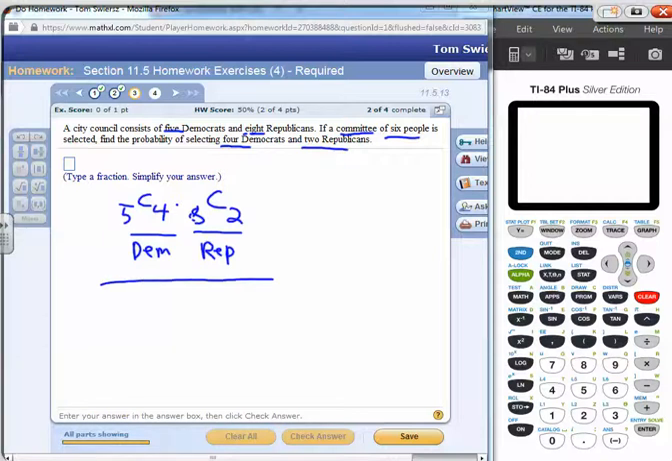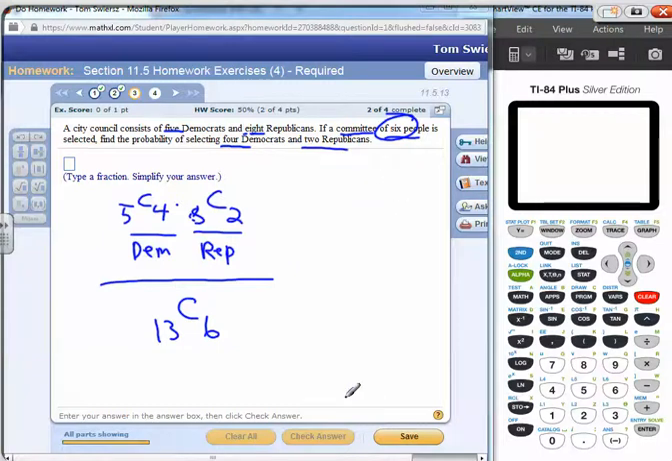The denominator is all the different combinations, putting all together. So it's a total of 5 and 8 for my problem. 5 plus 8 is 13 altogether, and we're selecting a total of 6. So the denominator is 13C6. Okay, so now what we're going to do is 5C4. We can go ahead and do that.